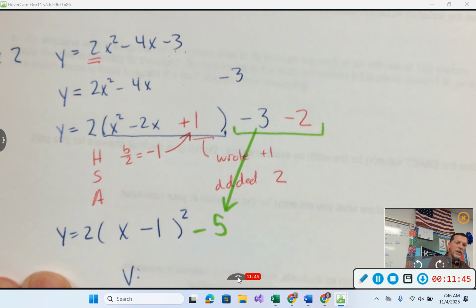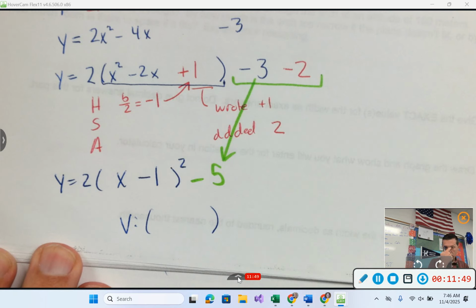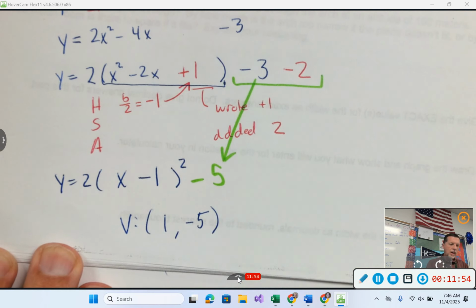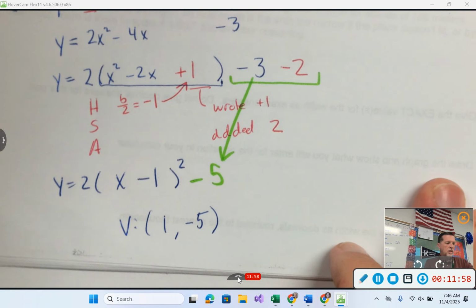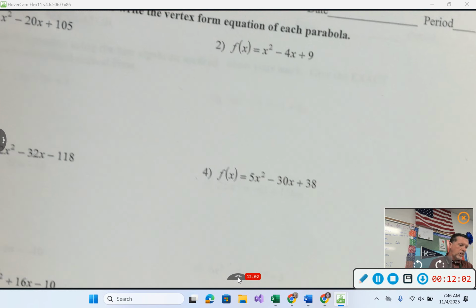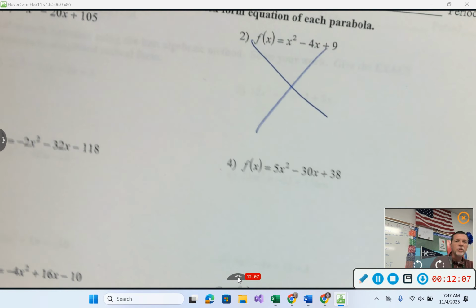Just as a reminder here, what's the vertex for this guy? 1, negative 5. And that 2 would be the vertical stretch. Okay, well, the assignment is the next worksheet. Good news is we just did number 2, so you can mark that one off.